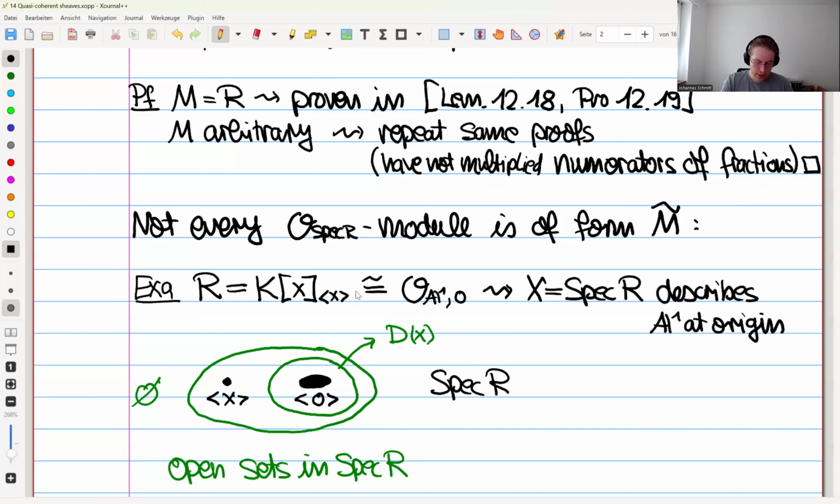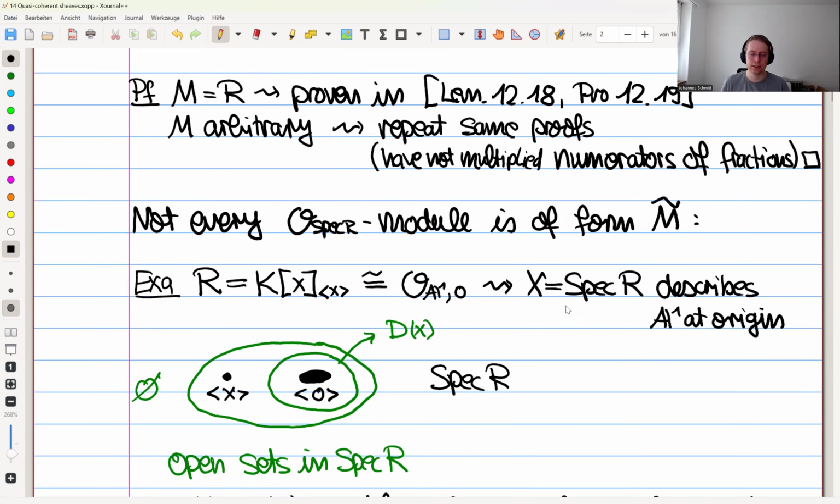And note here, this thing is not the same as localizing K[X] at the element X. If you localize at the element X, then you allow denominators which are powers of X. Here, instead, you allow denominators which are not in this ideal. In a certain sense, that's the complementary way to localize. And so this is the stalk of the scheme A^1 at the origin. So we expect this describes A^1 at the origin.